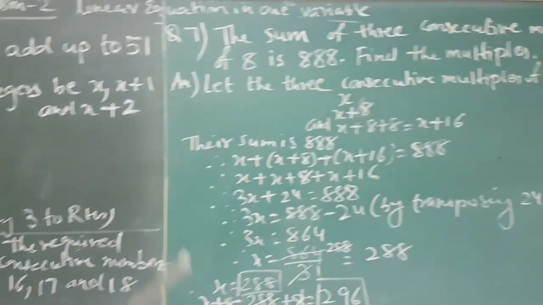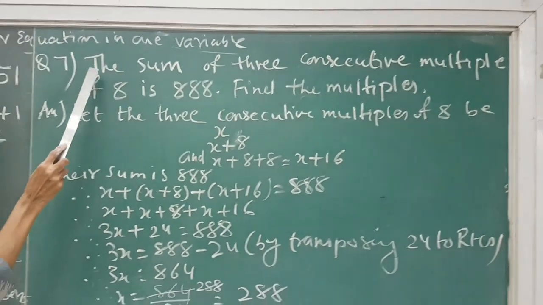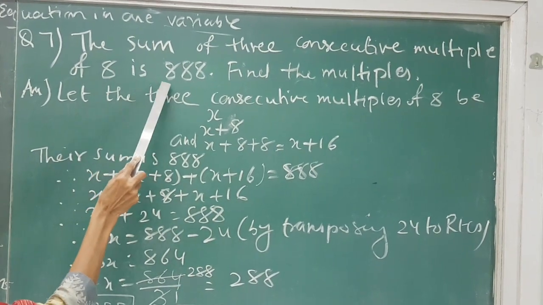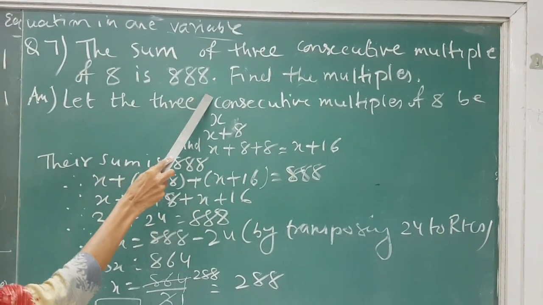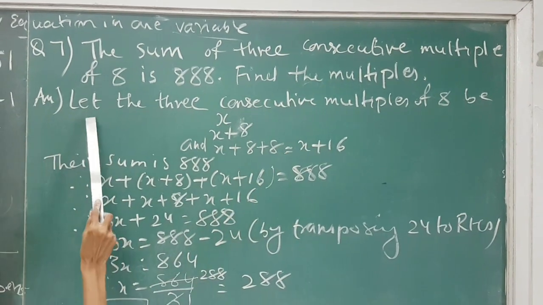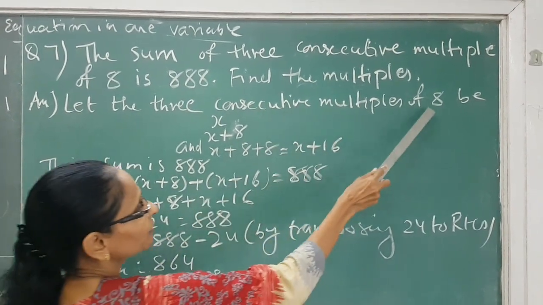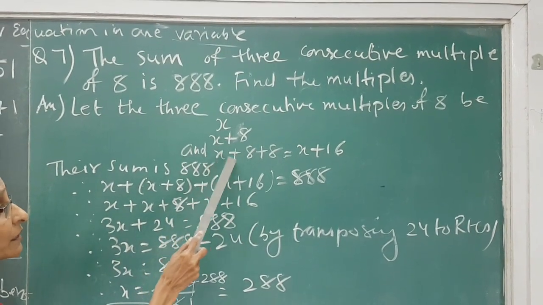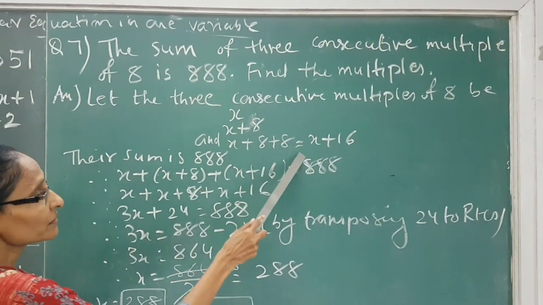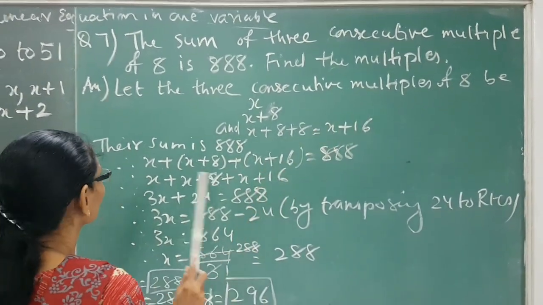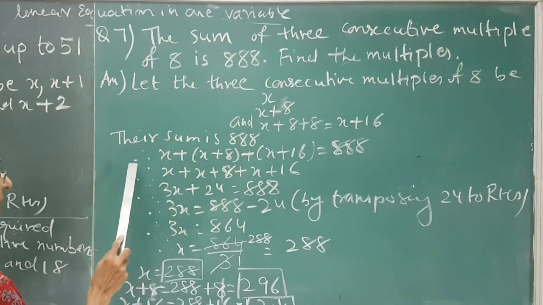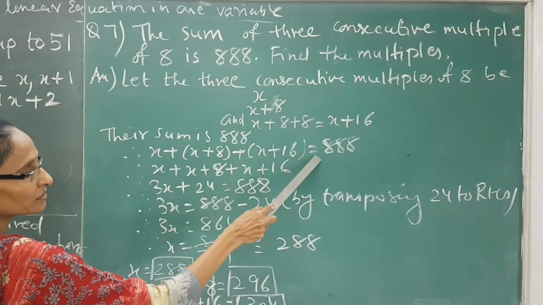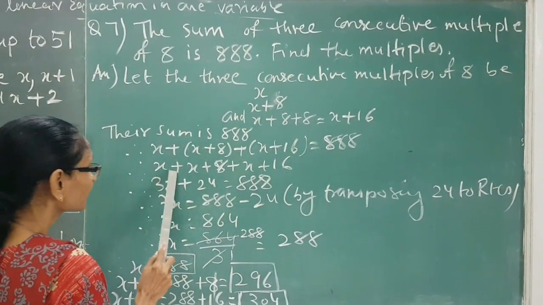Now let us do question number 7. The sum of 3 consecutive multiples of 8 is 888. Find the multiples. Let the 3 consecutive multiples of 8 be x, the second will be x plus 8, the third will be x plus 8 plus 8, which is x plus 16. Now their sum is 888.